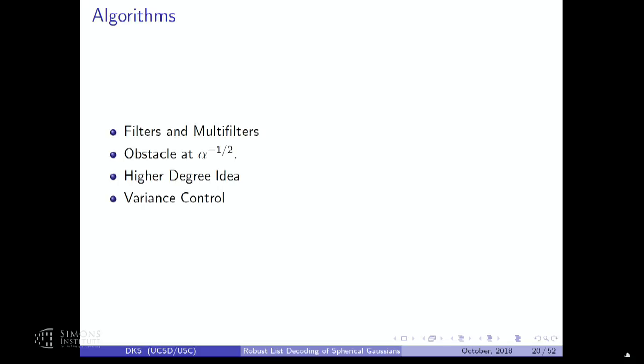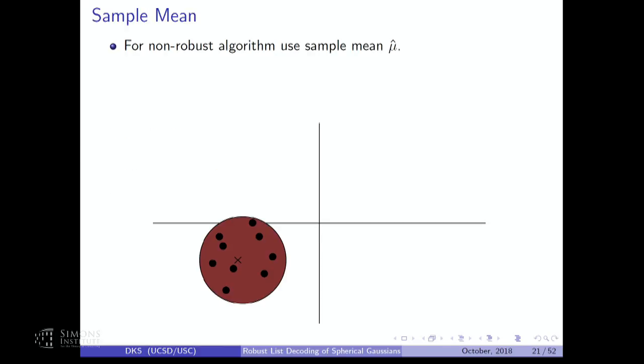Okay, so let's actually start talking about algorithms. For this section, I'll start by talking about our basic techniques, which are filters and the generalization, which we call multi-filters. But these things run into an obstacle when we're trying to do error better than about alpha to the minus a half. To get around this obstacle, there's an idea of looking at higher degree moments, and I'll talk about that. There's in particular a real problem with controlling variances of things that requires a lot of technical detail that I'll touch on at least a little bit. But we'll see, I guess. OK, so let's go back and look at these problems from the beginning in increasing order of complexity.